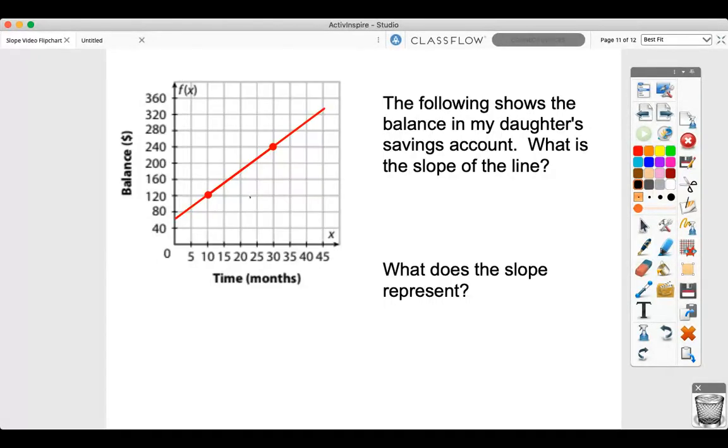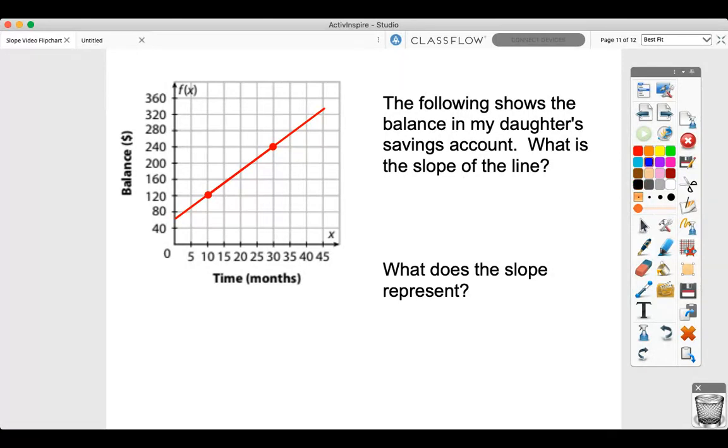Okay, so the first one. My daughter is starting to save what little money she gets here and there. The following shows the balance in my daughter's savings account. First of all, I want to know what the slope of the line is, and then what does the slope represent? We know how to calculate the slope, so let's start by doing that.